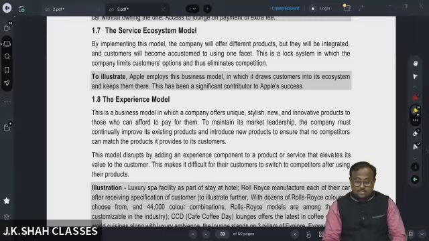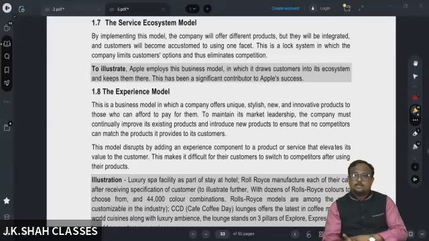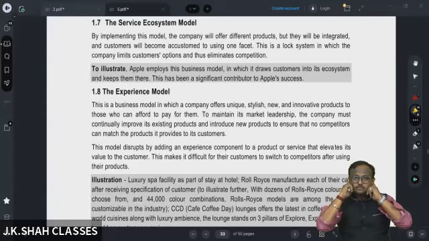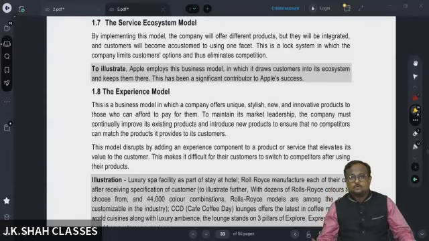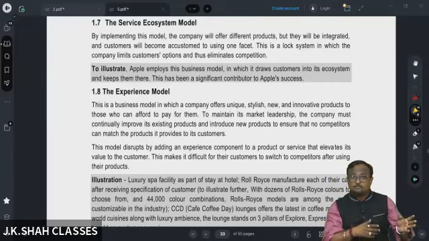Now, I'll just briefly explain this service ecosystem. Service ecosystem means your products are launched in such a manner that slowly, steadily, you are capturing the entire ecosystem. That means Apple: phone, iPad, AirPods, writing pen, MacBook. It's an ecosystem. Samsung: phone, TV, washing machine, earplugs, tab, headphones, it can be anything.